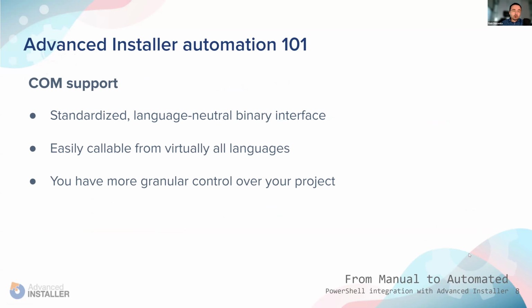The second and most powerful way of automating Advanced Installer is to use the COM interfaces. Now, why COM? Because it's universal and language neutral. It's not limited to the CLI like we saw before on the previous slide. You can call the COM interfaces from a wide range of programming languages such as C++, C#, or scripting languages like PowerShell, as we are about to see very soon. Once Advanced Installer is on your machine, you can simply use our COM interfaces from wherever you like. Programming languages, scripting languages, it's right there for you.